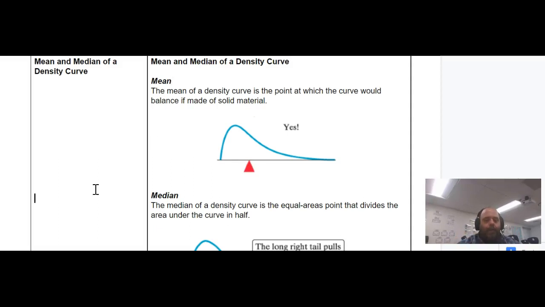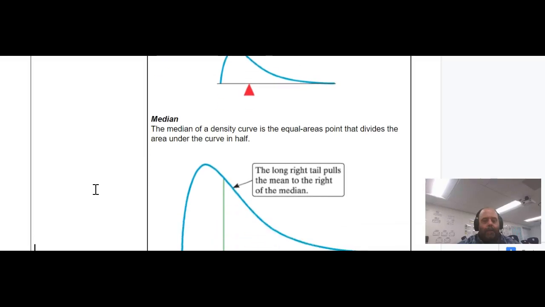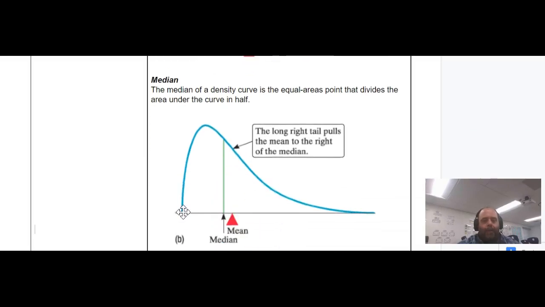The median makes it so the area from the left side to your median comes out as 0.5, or 50%, and then the area from the median all the way to the right side is 50%. So the mean is where it balances. The median is where the areas are equal on either side. And note, because this is skewed right, the mean is further to the right than the median. So if I move this mean further that way, this tail is going to get longer. Okay, so there you go.